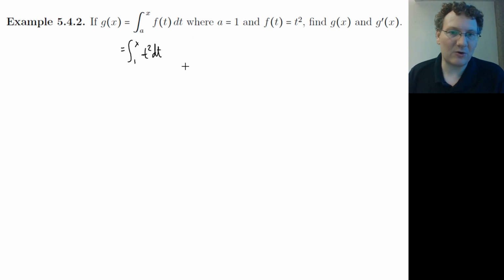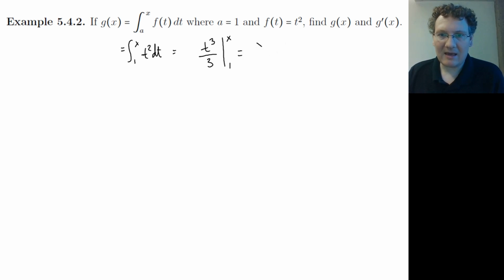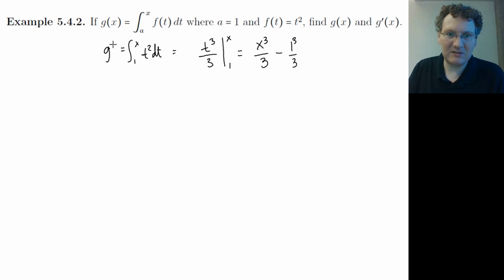Now this is a definite integral we can actually calculate, right? So we know that this is going to be t to the third over 3, going from 1 to x. So this is going to be x to the third over 3 minus 1 to the third over 3. This is g of x, right? G of x is x to the third over 3 minus a third.